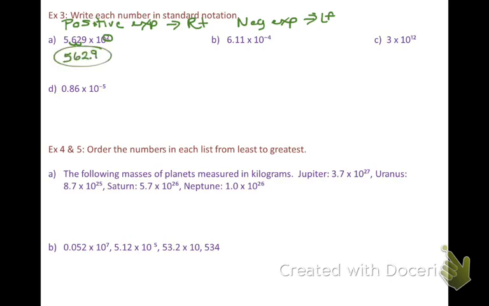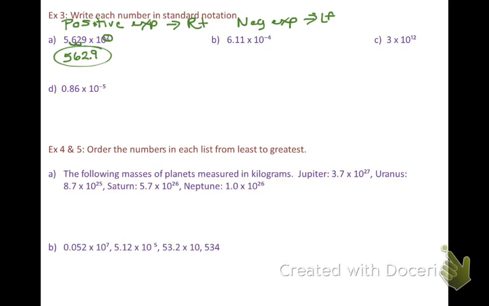562.9. And there is your standard notation. Standard notation is what we write. Okay? What you see, scientists use scientific notation to say how far away a planet is from Earth or something, or how small a minuscule atom is. So it's a very tiny, tiny thing.